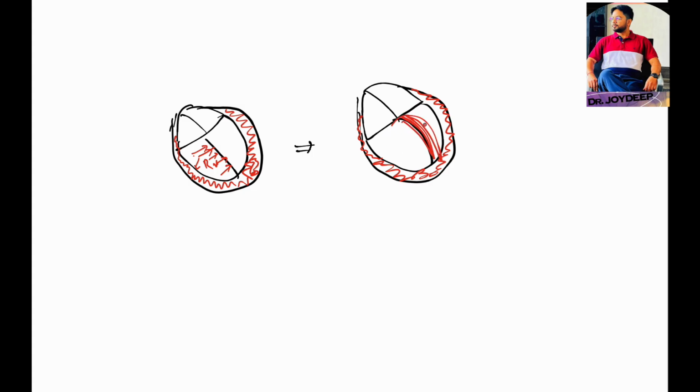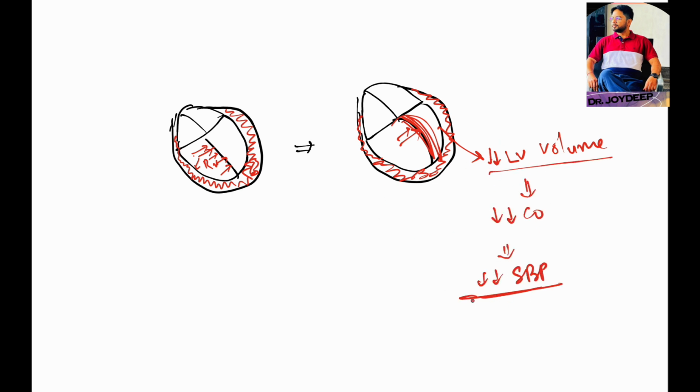side. So during inspiration, in this disease state, there is exaggerated deviation of the septum towards the left ventricle, and as there is limitation to expand the ventricles, the left ventricular volume decreases much more, which leads to a decrease in the cardiac output, and ultimately the systolic blood pressure decreases much more than is seen in the normal patient. This is usually seen in cardiac tamponade.